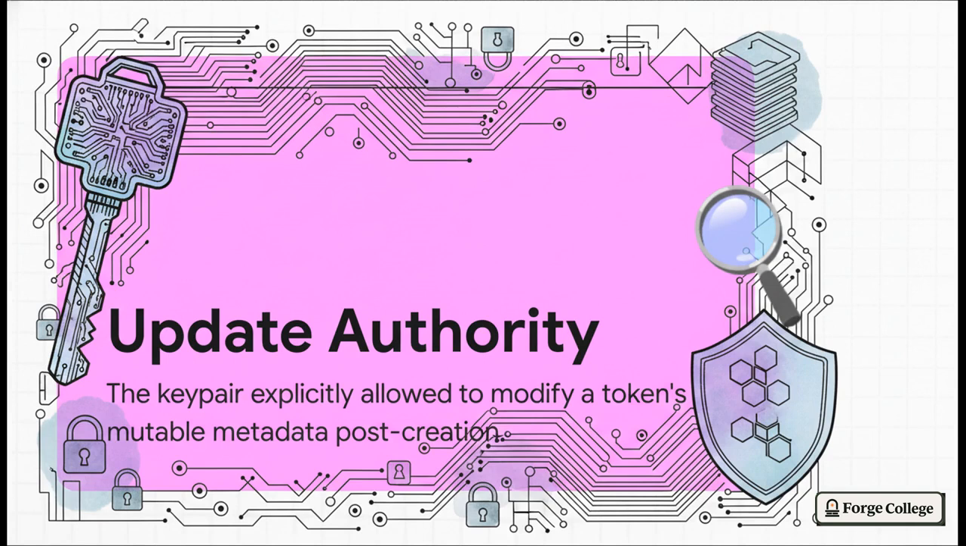That brings us to the update authority. This is the specific cryptographic key pair that is explicitly allowed to modify a token's mutable metadata post-creation. This authority is deliberately enforced on the metadata account itself. If you hold this key, you hold the absolute power to change the token's identity. So it goes without saying, you must securely guard this update authority key pair with your life.